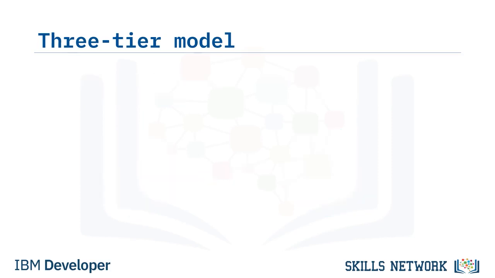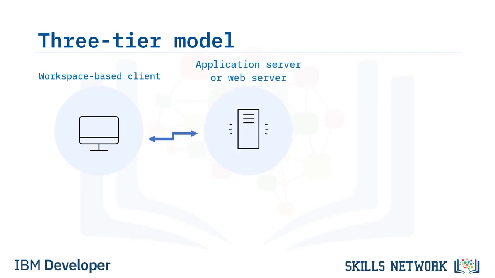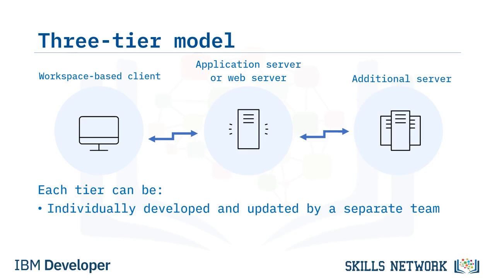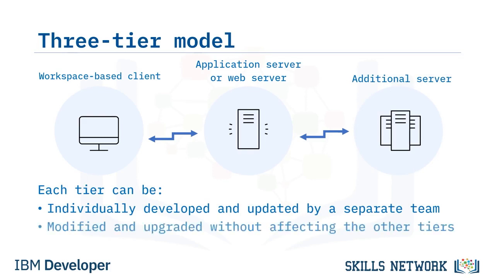The 3-tier architecture divides applications into 3 tiers: the workspace-based client, the application server or web server, and another server like a database server. The benefit of a 3-tier architecture is that each tier can be individually developed and updated by a separate team, and each tier can be modified and upgraded without affecting the other tiers.